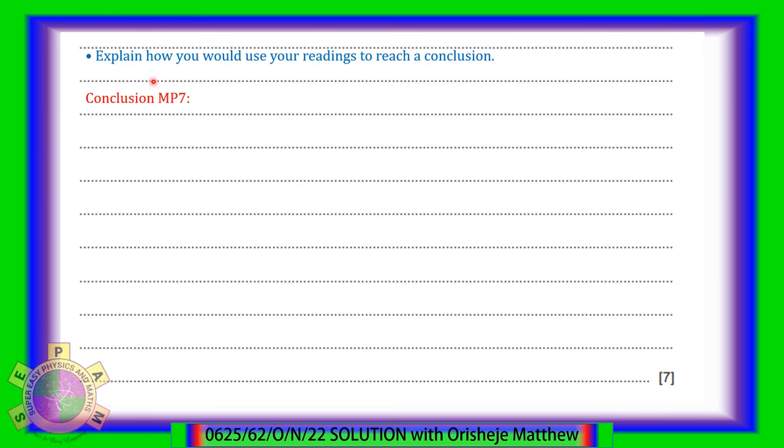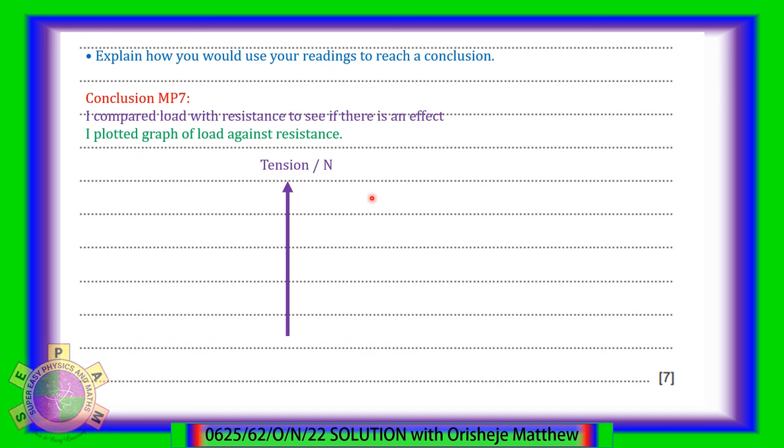Explain how you will use the readings to reach a conclusion. Well, I compare the load with resistance to see if there's an effect. Then I plot the graph of load against resistance. So tension, then resistance, you get your values. But most times, as tension increases, resistance increases. So your graph is supposed to go like this.